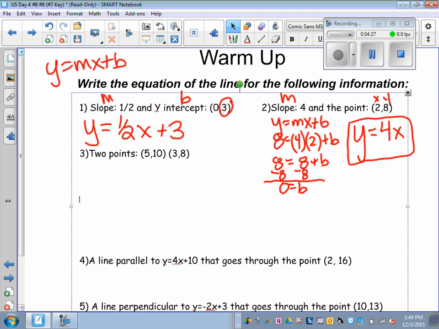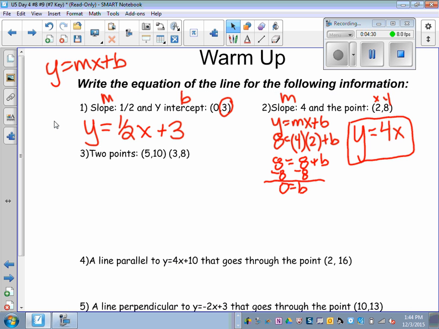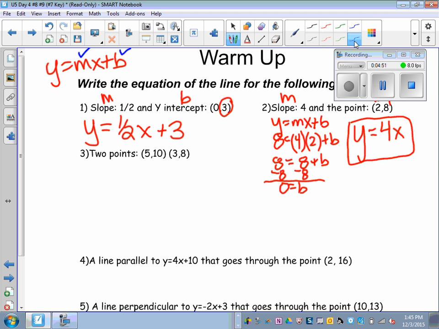Okay, so number 3. They gave us 2 points. Now this is what you had to do on your homework last night. They gave us 2 points, so we need to find our slope. Every single time we're trying to find our slope and our y-intercept. So we need to first find those. My formula for slope is y2 minus y1 over x2 minus x1. So that's all I have to do. Make sure you go in the same direction.